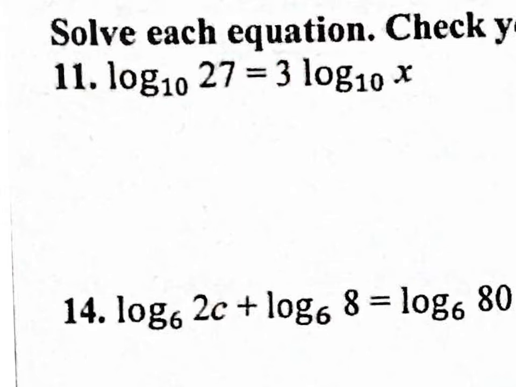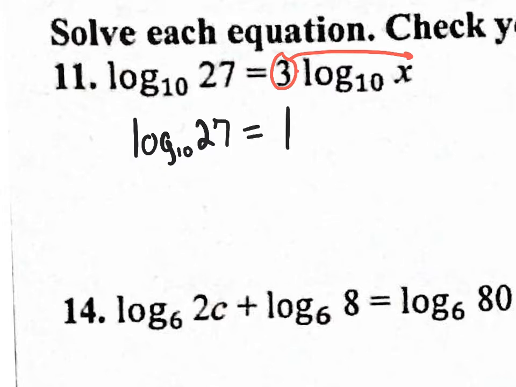So right here, what property am I going to use to condense? Power property. The power property allows you to take this multiplication of 3 and write it as an exponent on the x, as a power on the x. So let's rewrite this equation. We have common log 27 equals common log x to the third.